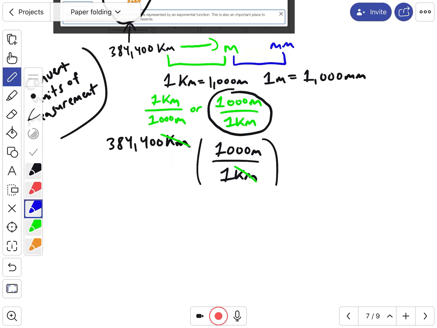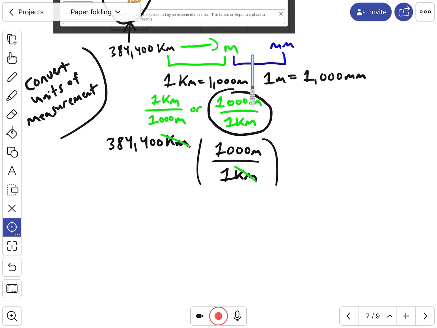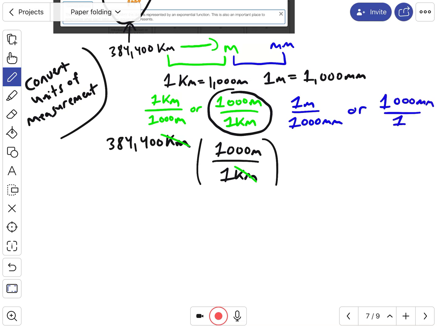And now we're on the next step, when we're looking at this other fact: 1 meter is 1,000 millimeters. So we could do 1 meter over 1,000 millimeters, or we can do 1,000 millimeters over 1 meter. And again, the decision that we make has to be such that the meters cancel out on the top.